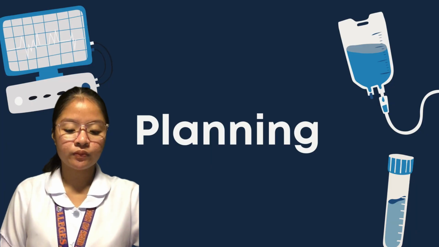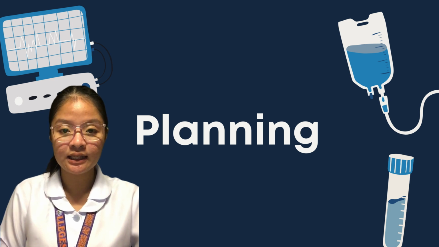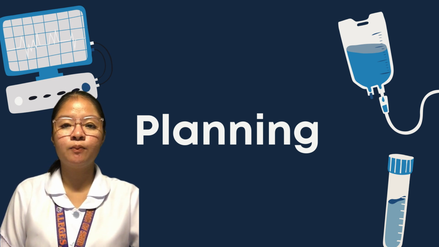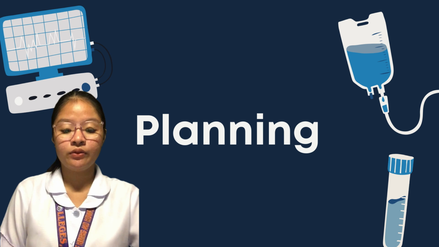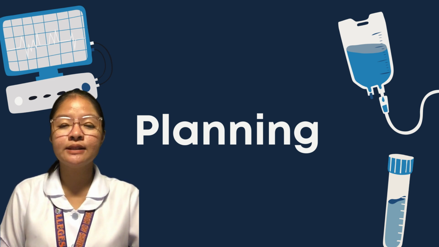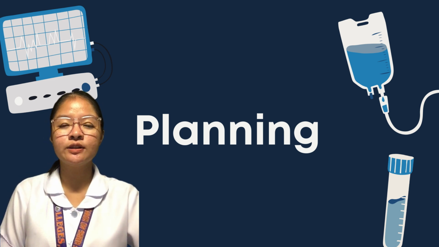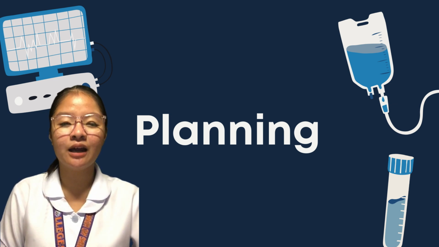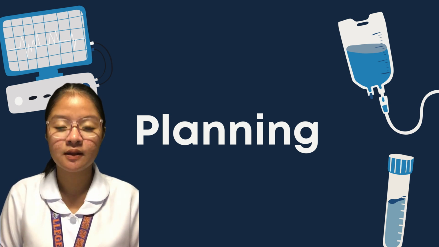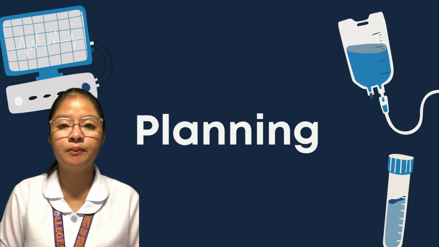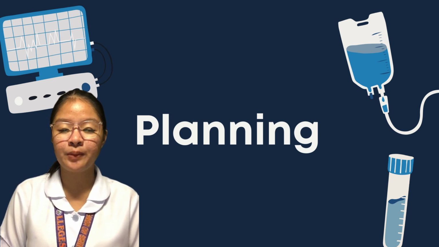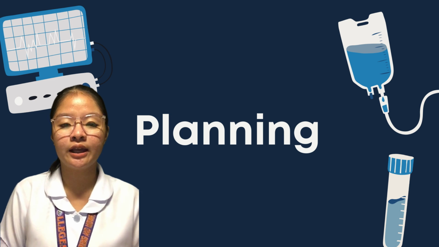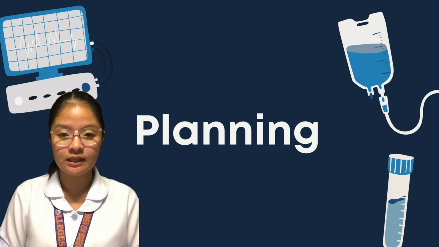Next is to provide good lighting for the patient and for us to see the procedure. Next is to position our patient in a dorsal recumbent position and place the protective pad under the patient's buttocks. This is to protect the mattress or the bedding of the patient in case there will be urine leakage.